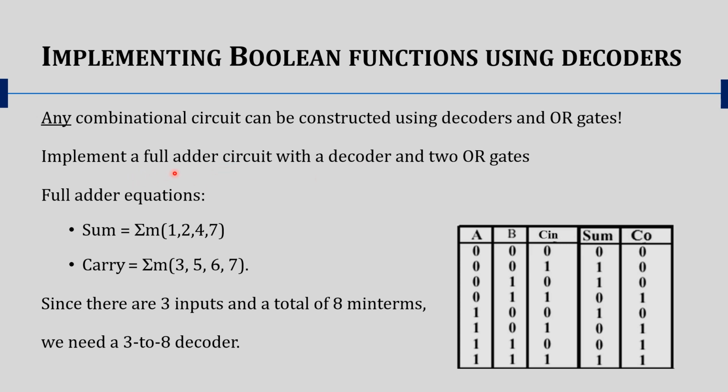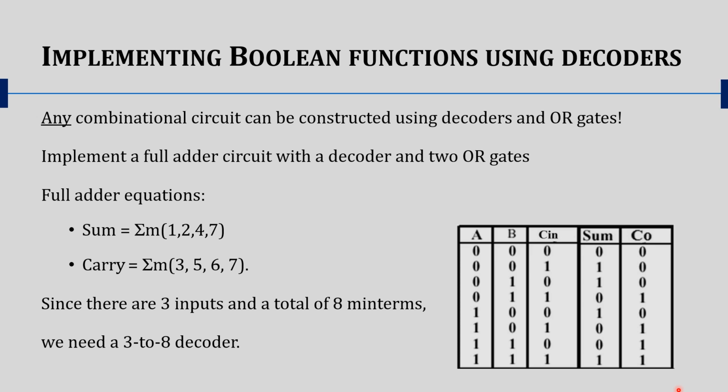We know that the full adder consists of two output lines. What are they? The sum and the carry. Sum is equal to A exclusive OR B exclusive OR C. That is, the minterms 1, 2, 4 and 7 are active high. And for the carry, the minterms 3, 5, 6 and 7 are active high. So the minterms 1, 2, 4, 7 are active high for the sum, and the minterms 3, 5, 6, 7 are active for the carry output.